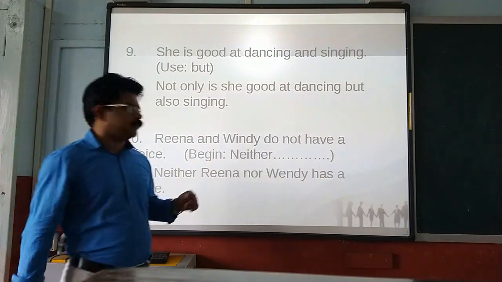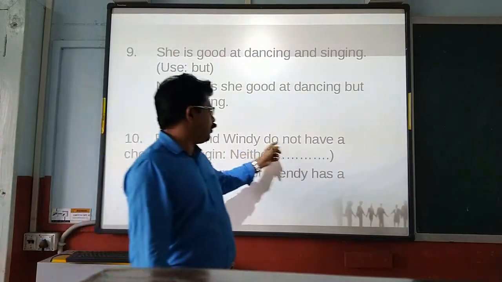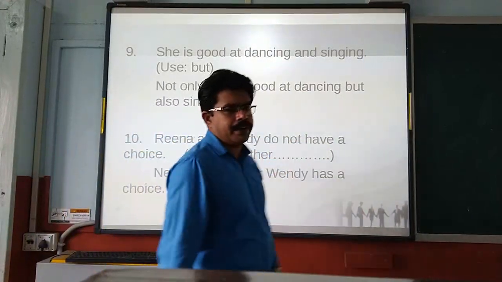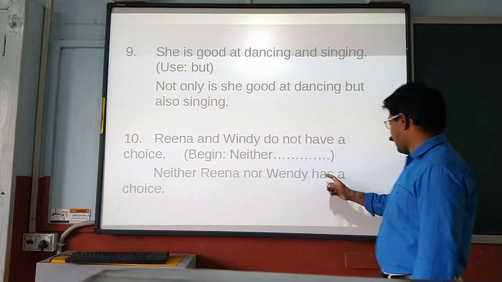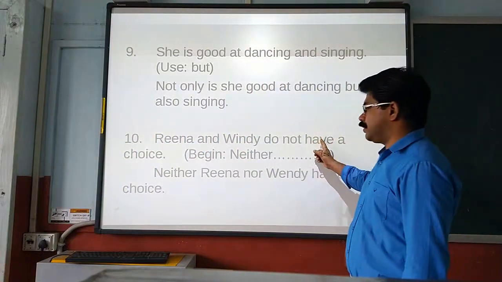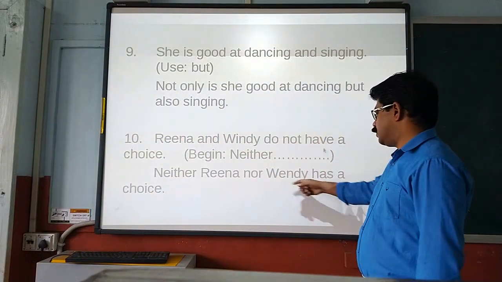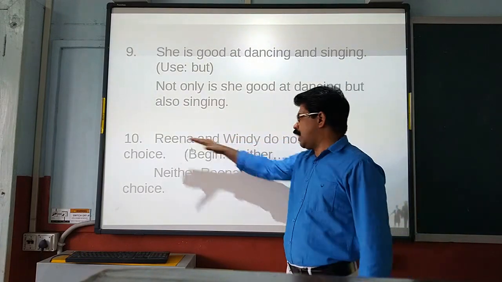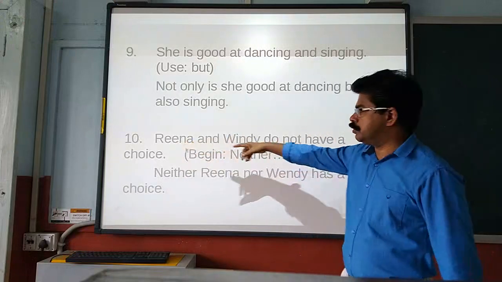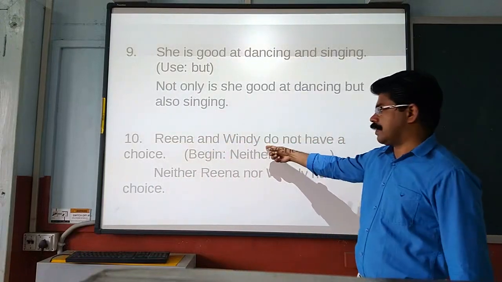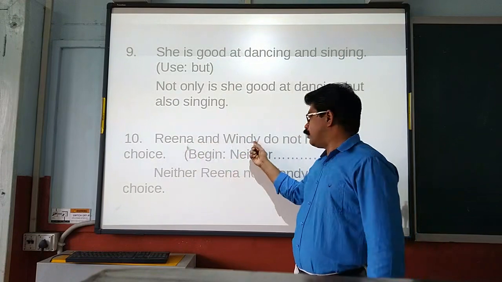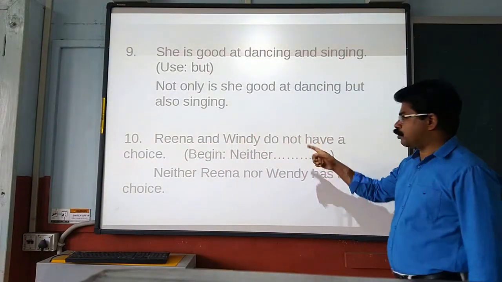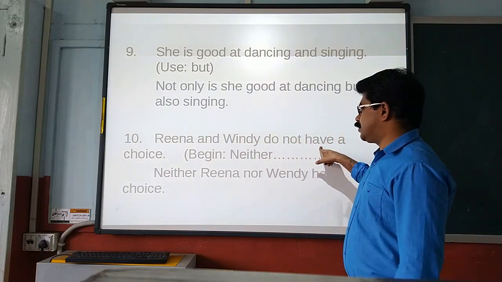Now, again, a question comes in. Reena and Wendy do not have. Here have is used, and in the answer we have used has. Why has this change taken place? Neither Reena nor Wendy has a choice. Now, in this sentence, what we have to see is that Reena and Wendy are two individuals, two singular nouns joined by and. Reena, Wendy joined by and. Naturally, the plural form has to be there. Plural form has to be there. So, therefore, it is here.